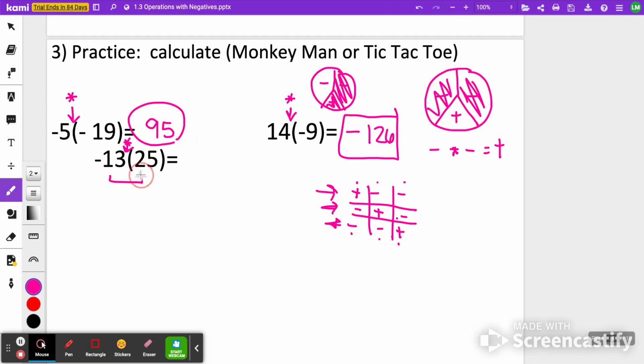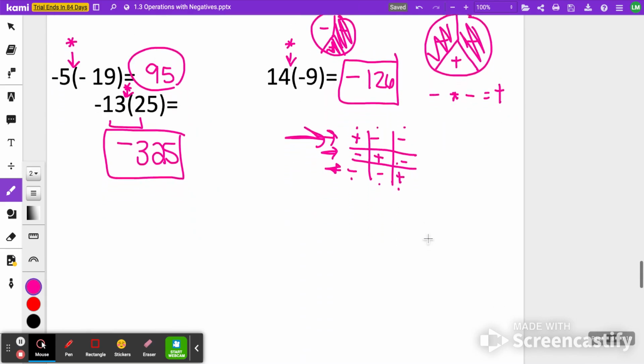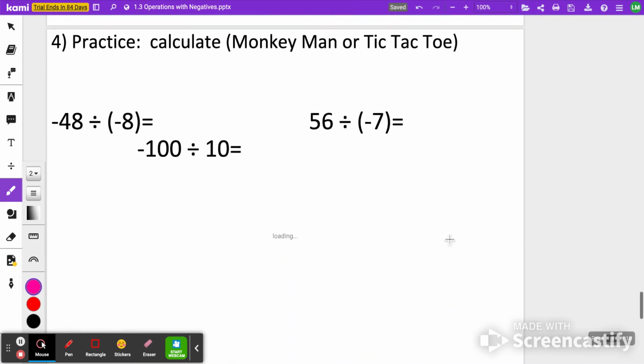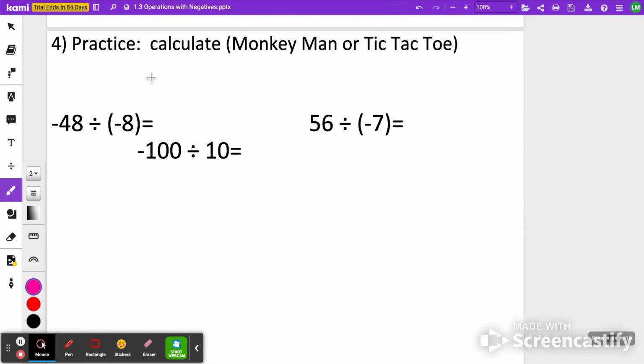So here when we have negative times positive, that's the very first row. Negative times positive is equal to negative. So you just type in your 13 times 25 and you get negative 325. Okay. Tic-tac-toe will work also for dividing. Same with Monkey Man. So let's go ahead and try that with our last section, number 4.